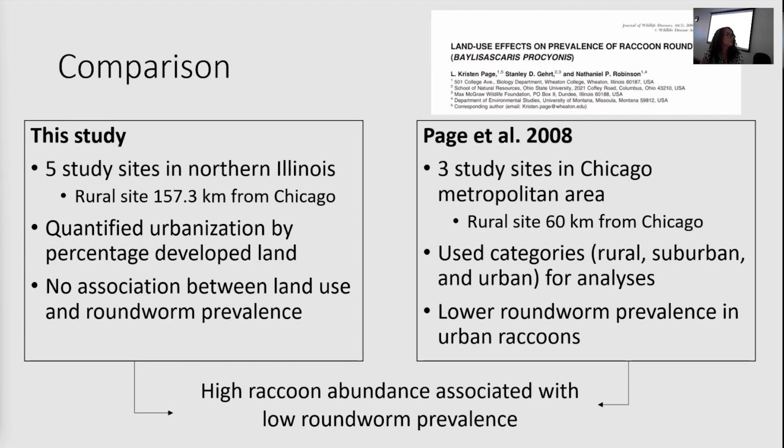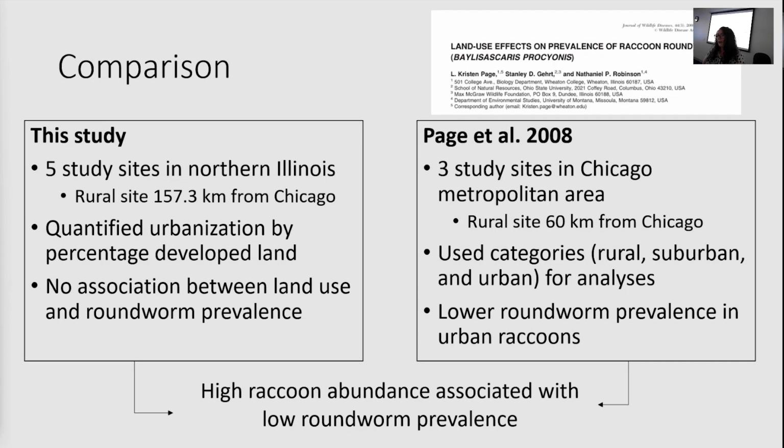I compared my results to a similar study out of the Chicago metropolitan area. In this study, they had 3 study sites that they categorized as rural, suburban, or urban, and they used these categories for their analysis. Their rural site is actually more similar to my most urban site because, 1, its proximity to Chicago, and 2, it's also a public park with lots of picnic areas and stuff like that.